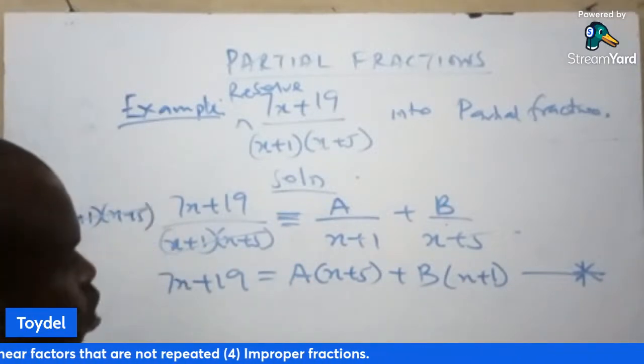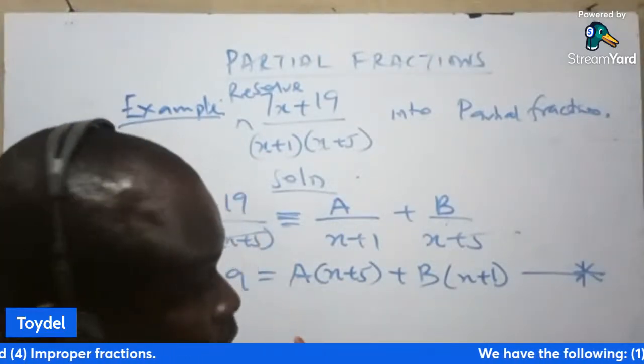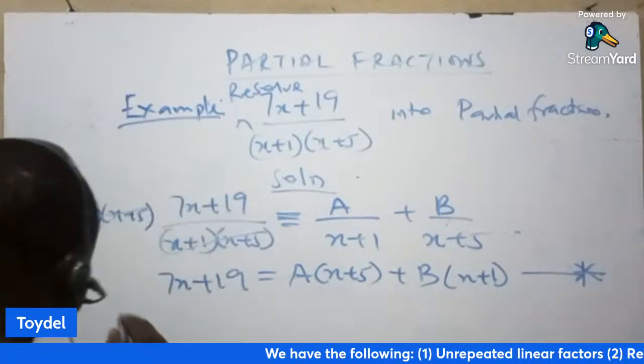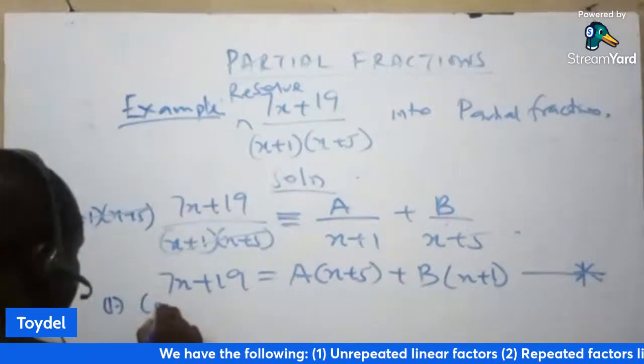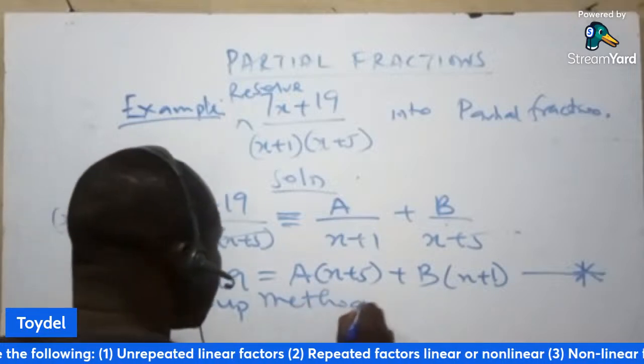The first method is what we call the cover-up method. So I'm going to use the two methods now so that we'll be familiar with the method of resolution of any given partial fraction. Let me start with the first one. The first one is called the cover-up method. So how do we apply the cover-up method?